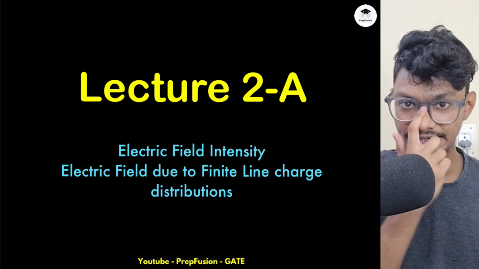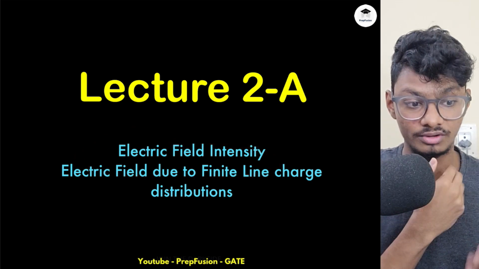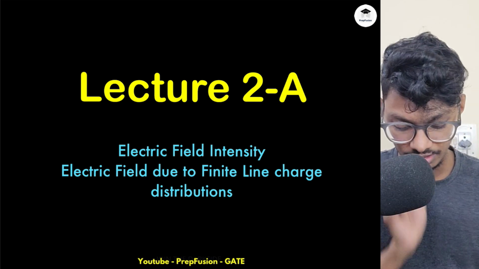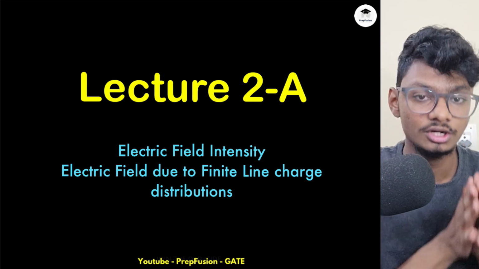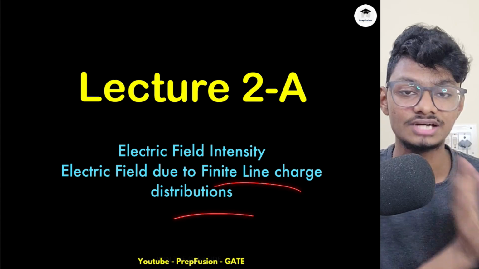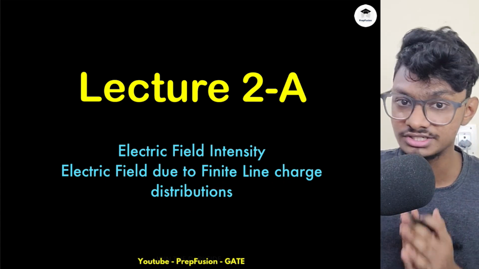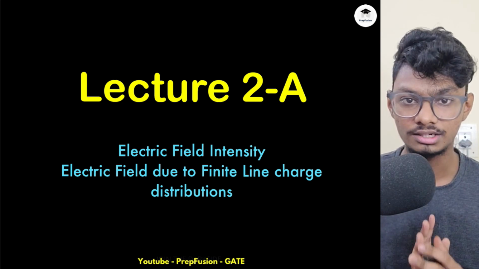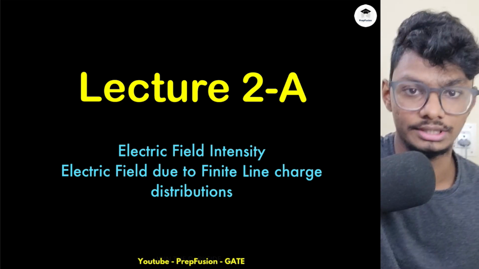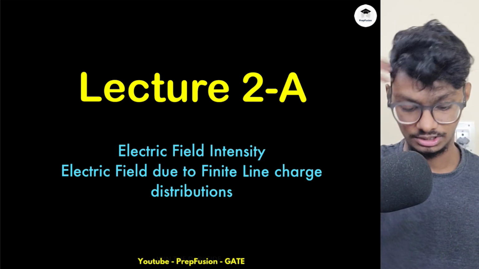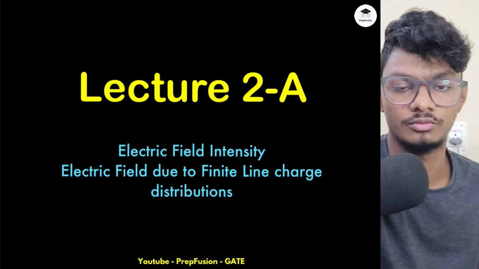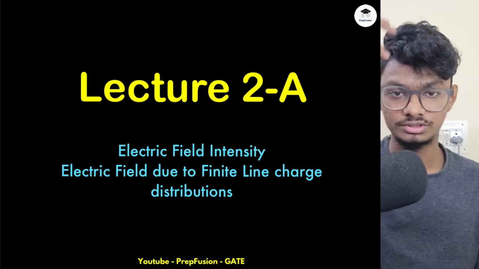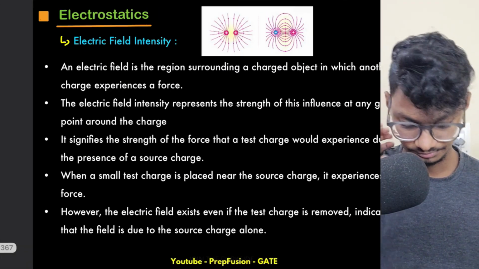Basically, what is electric field intensity and what are its effects, that we'll understand, and we'll also understand the electric field caused due to different finite charge distributions. I taught you a few finite charge distributions like line charge, surface charge, volume charge. So that we'll learn here in this lecture, electric field due to different finite line charge distributions. Today we'll start only with line, and in the next lecture we'll study surface and volume charge.